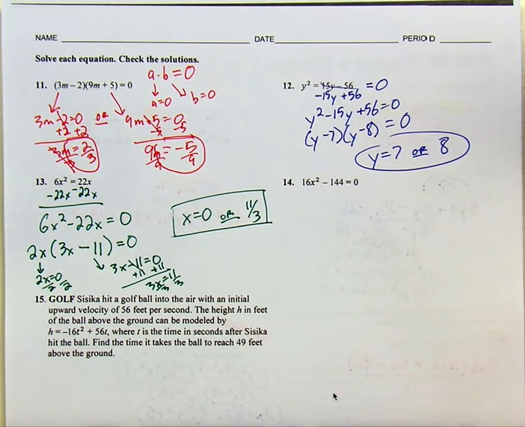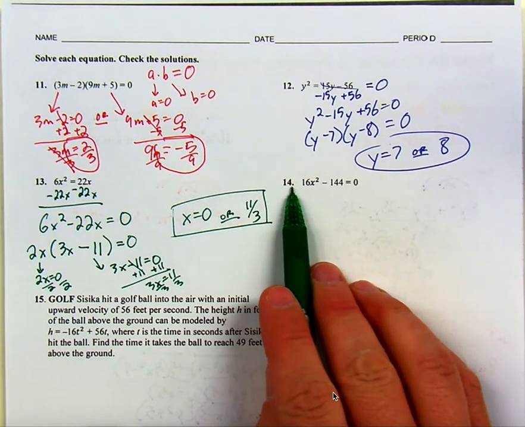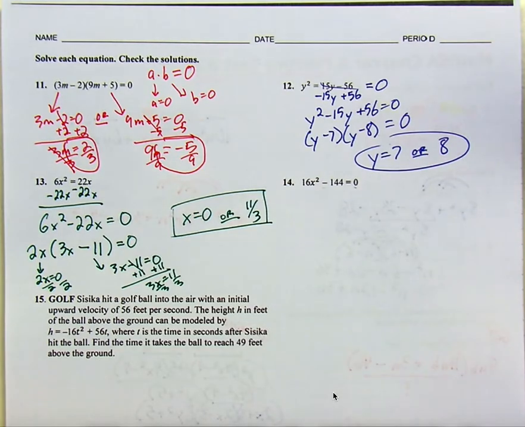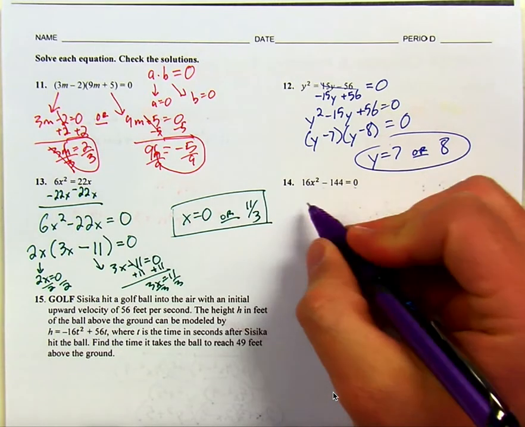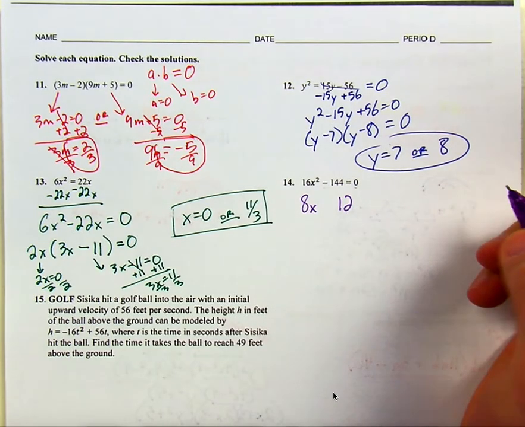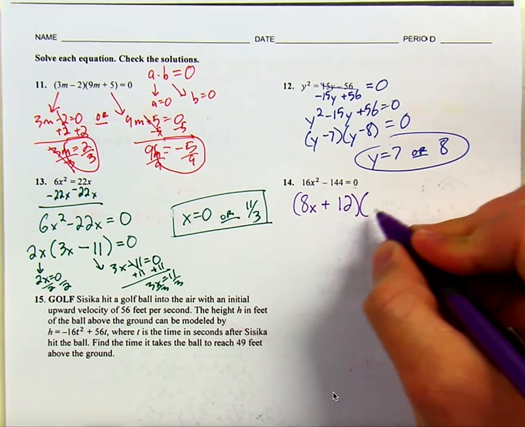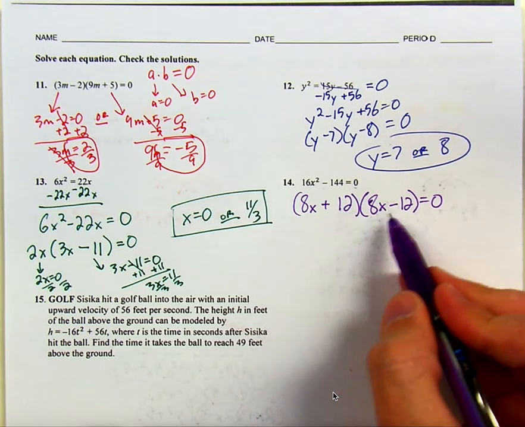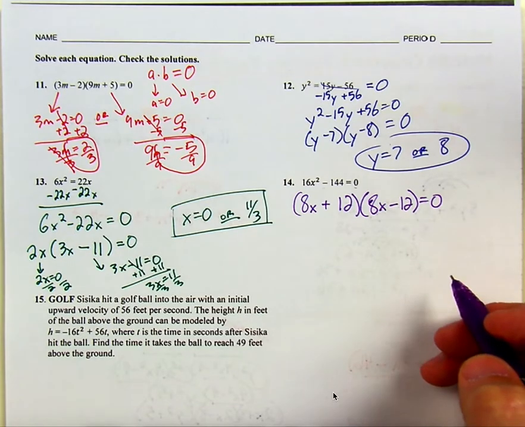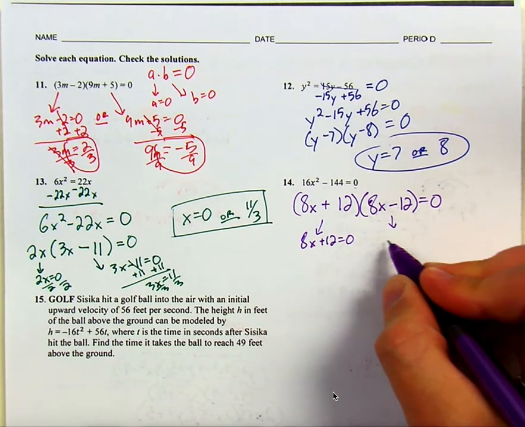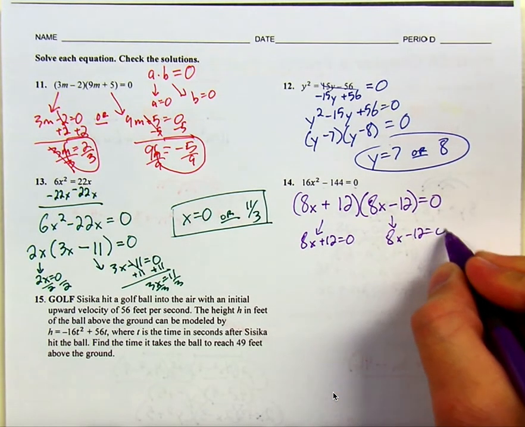All right, then on number 14, we're going to get something similar. We have the 0 that we want, which is great, that's nice. And we have a difference of squares. So this is 8x and 12, right? If you unsquare and unsquare. So I can simply factor this as 8x plus 12, 8x minus 12, and then I'm just going to solve each one. So I'll add 12.